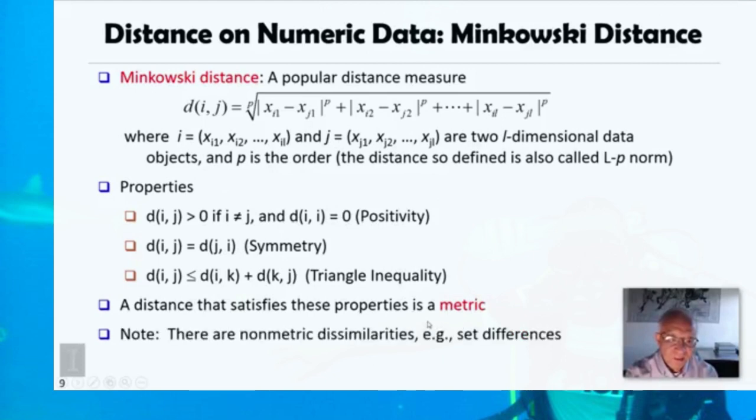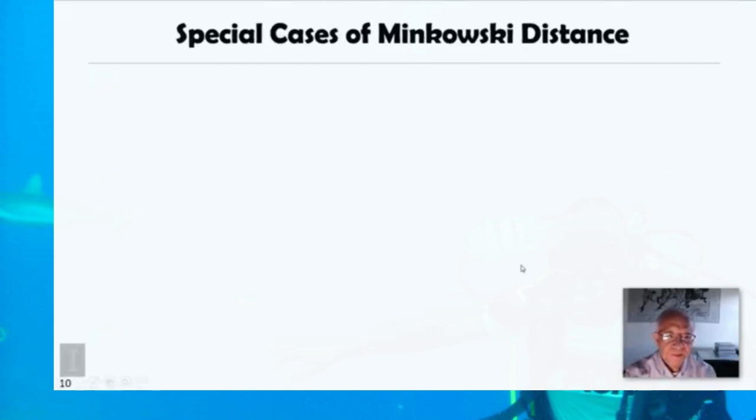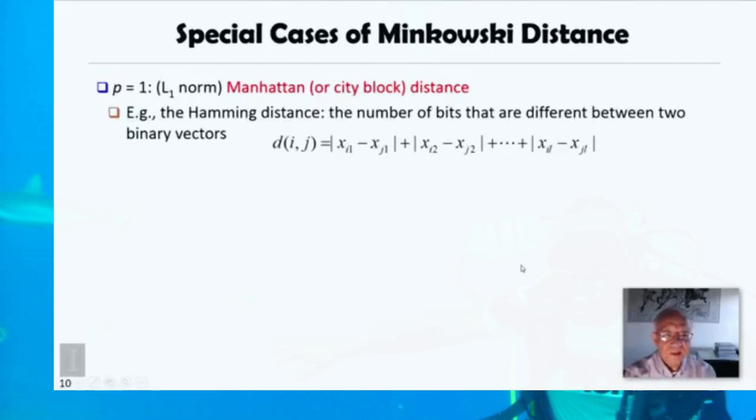Notice not all distances are metric. For example, set distance is not metric. Of course, in this lecture, we mainly discuss metric distance. Then we look at some special cases of Minkowski distance. If p equals 1, we call it the L1 norm. It is also called Manhattan or city block distance, defined by this formula. In particular, if we are dealing with binary vectors, we call this the Hamming distance. It's the number of bits that are different.